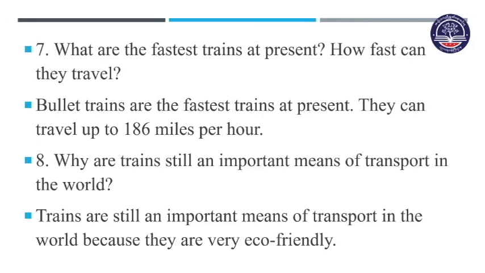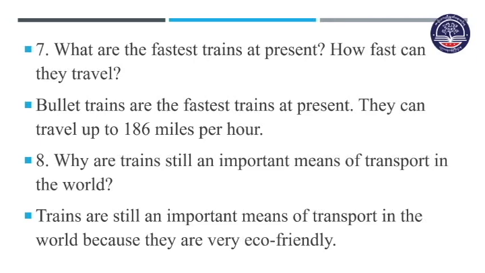We can see in the passage, line number 48 and 49, that today the Hayabusa Falcon bullet trains can travel 186 miles per hour. So we can say that they can travel up to 186 miles per hour. Since bullet trains was already used in the previous sentence, in the next sentence we use the pronoun 'they' instead. Let's go to number 8.